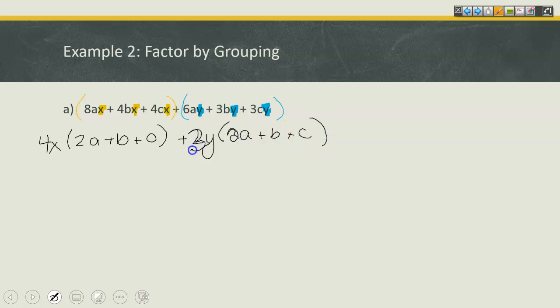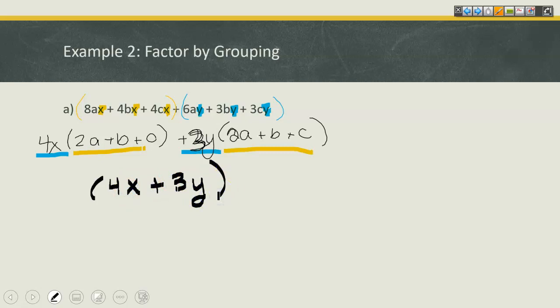Wow, no. 2 there, 3 there. Sorry about that. That gives a factor by grouping GCF of 4x and 3y. And then what matches or stays behind is the 2a plus b plus c. So your final answer is 4x plus 3y times 2a plus b plus c.